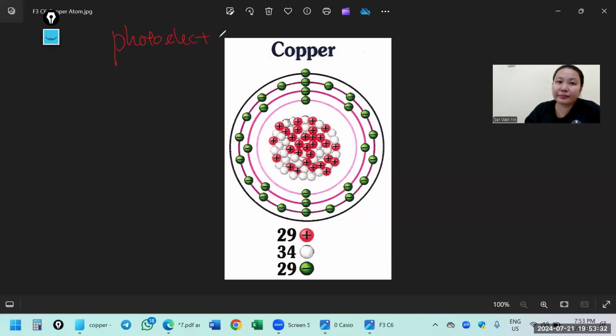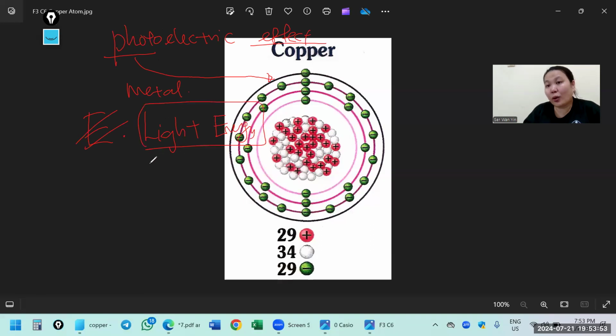Photoelectric effect. Effect means the effect, the result of light. When the light shines on a metal, it will get the light energy. This light energy in quantum, we call it as photon. When we say photon, we are talking about light energy in packets. It's not continuous, it's in packets.